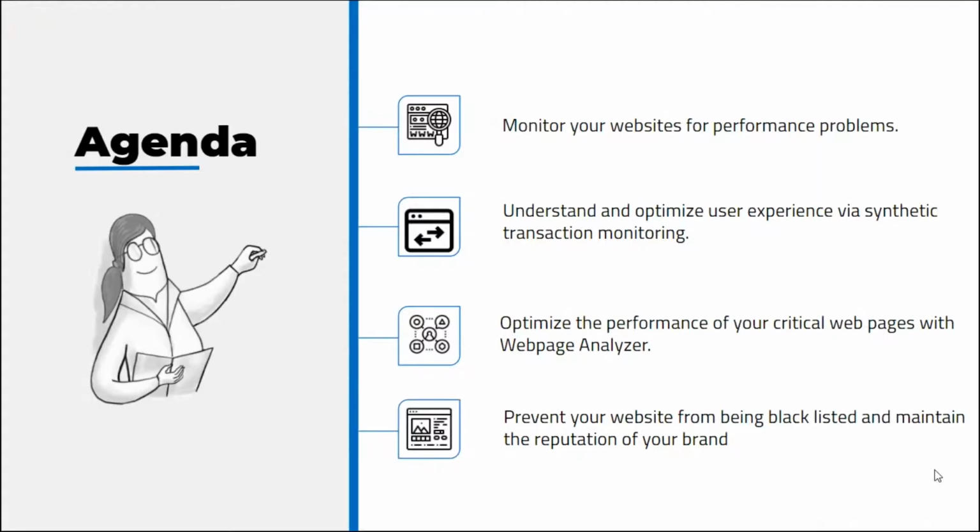So the first part is simply monitoring the website for performance problems, which basically means monitoring a particular web page or a URL or your website, to check the availability and to check the health of your website.